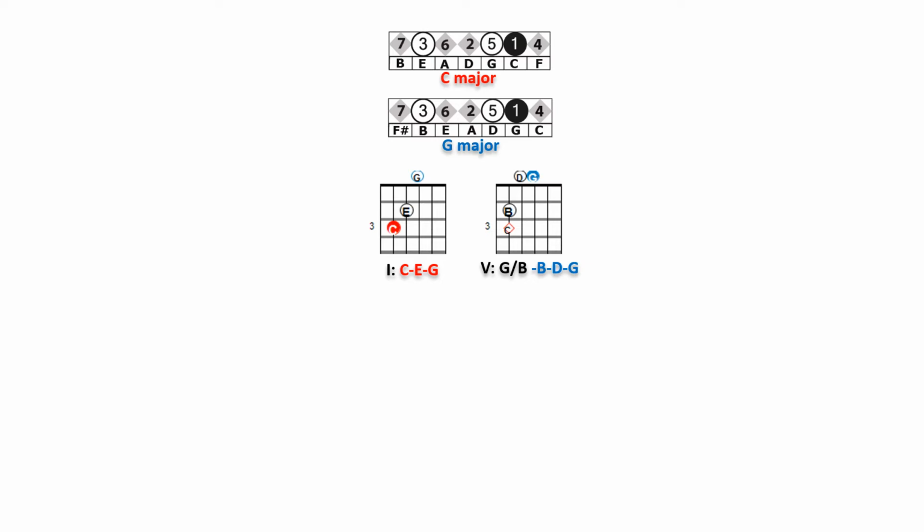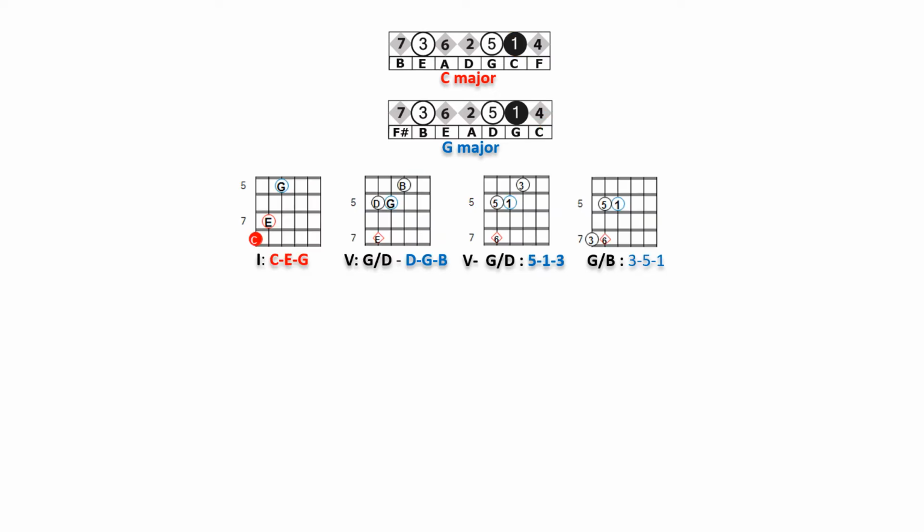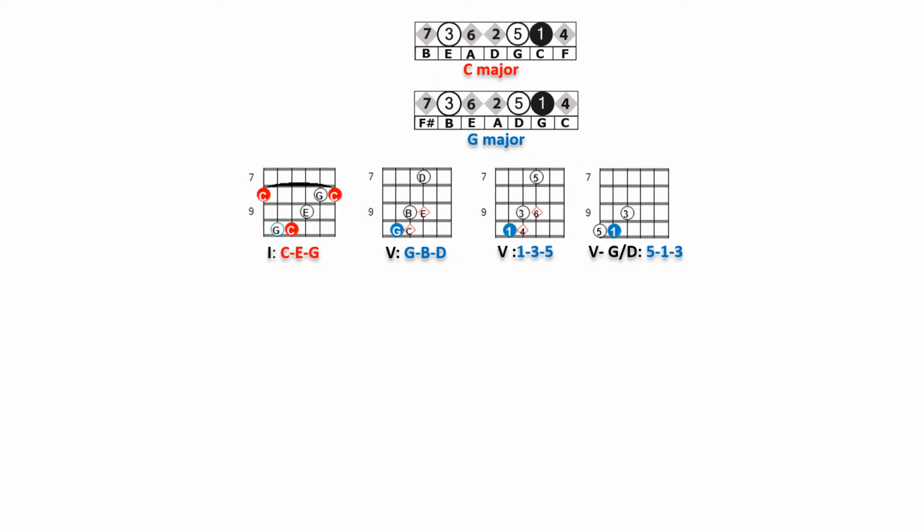The 1 in C becomes the 4 in G. The 3 in C becomes the 6 in G. The 5 in C becomes the root in G.